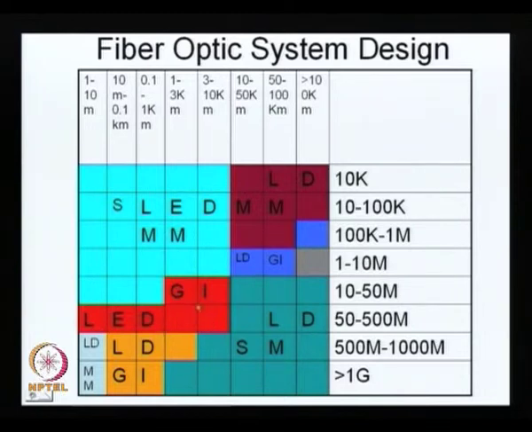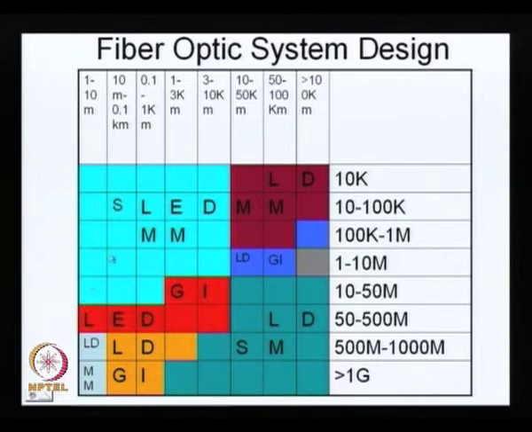Then we have the other extreme, which is large distances and high data rates. In this situation, one has to take the source which gives high power, which is laser diode, and then you require low dispersion also, because the signals are going to travel over very long distances. So we require a combination which is laser diode and single mode optical fiber.